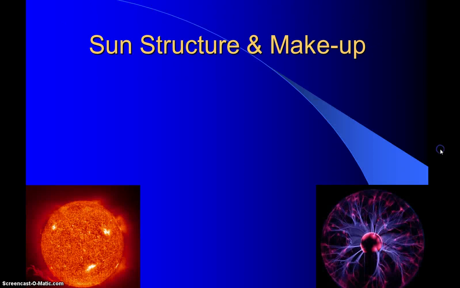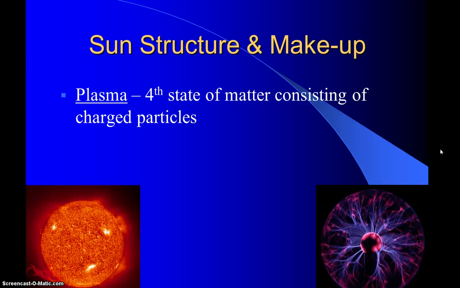Moving on. Sun structure and makeup. Plasma. There's 3 states of matter. Plasma is the 4th state of matter. You have solid, liquid, gas, and plasma. Plasma is charged particles. You've got a cesspool of charge, just boiling up, moving around, electrons, protons, craziness.